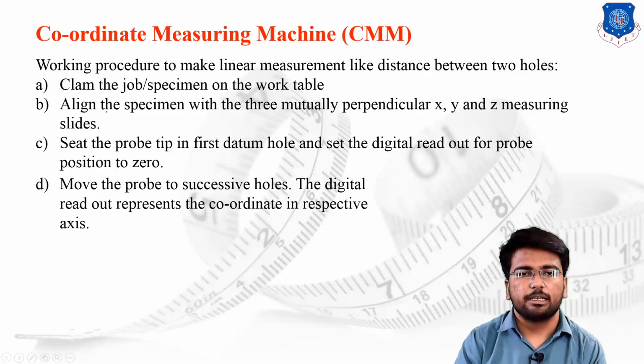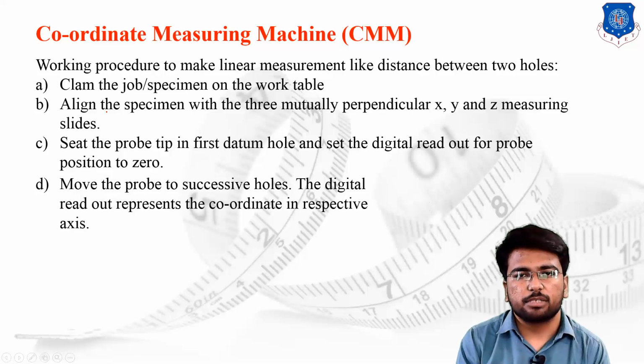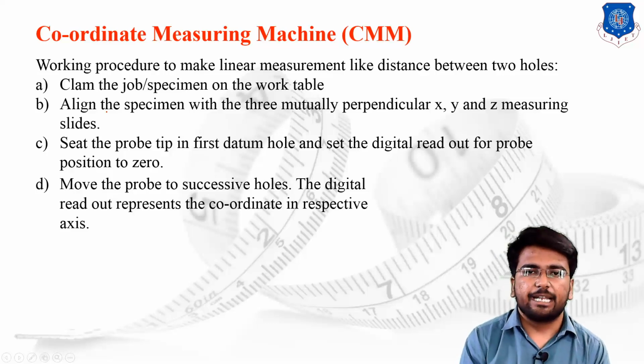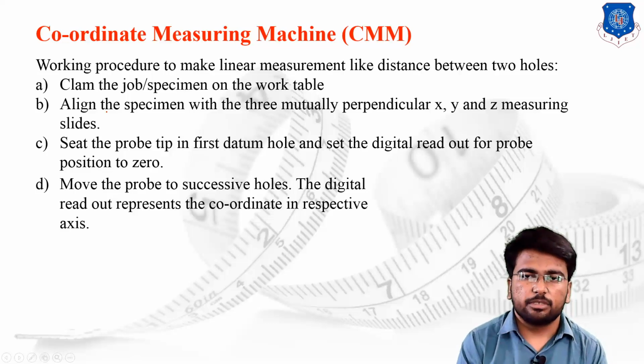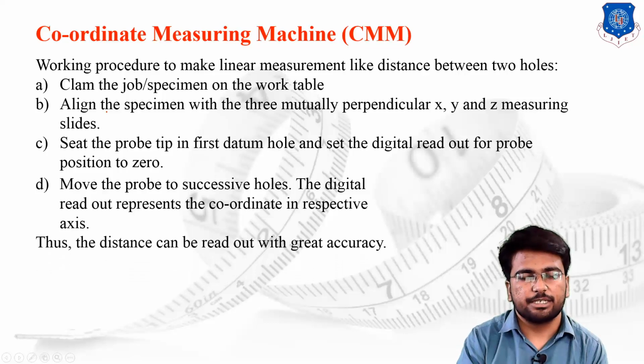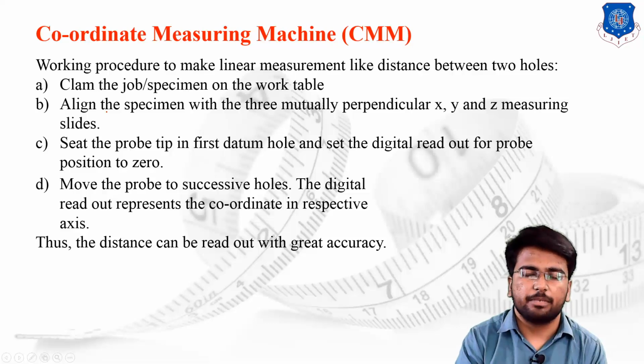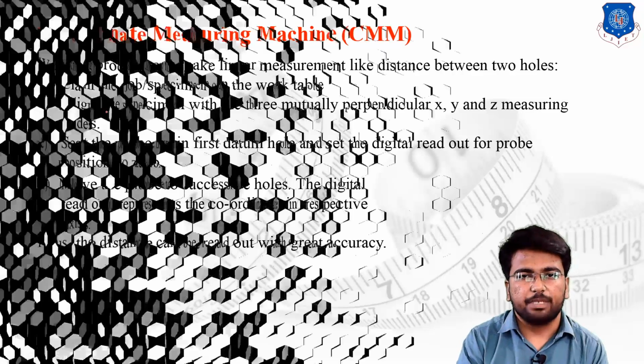As I have told you, in the very first hole it will show some x1, y1, z1 reading, and on the successive hole it will show the x2, y2, z2 reading. And from x1, y1, z1 and x2, y2, z2 we can evaluate the distance between the two holes. Thus, the distance can be read out with great accuracy. This is the basic procedure of the CMM. It's a very user-friendly instrument for the measurement of linear dimensions.